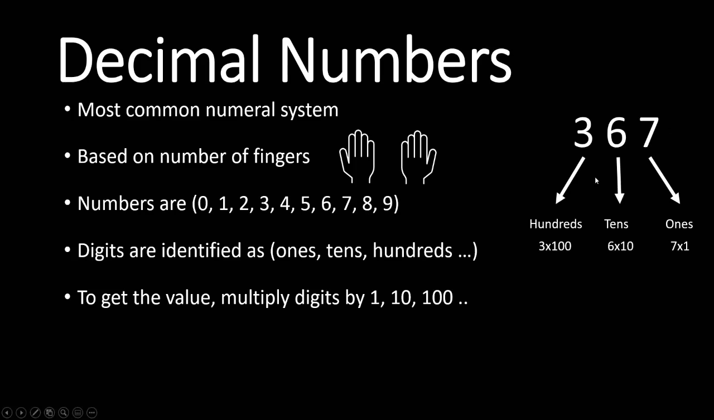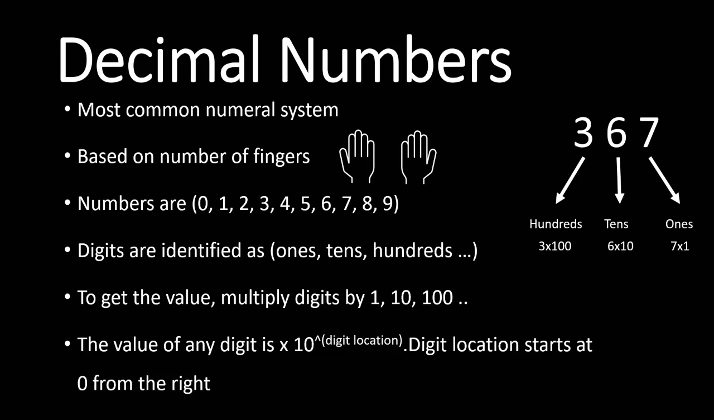If you want to convert this into mathematical formulas, we can say the number here is multiplied by 100, the number here is multiplied by 10, and the number here is multiplied by 1. And if we use power of, we can say this number is multiplied by 10 to the power of 0, this number is multiplied by 10 to the power of 1, and this number is multiplied by 10 to the power of 2. So one way or another, we can say that this number has the location of 0, this number has the location of 1, this number has the location of 2.